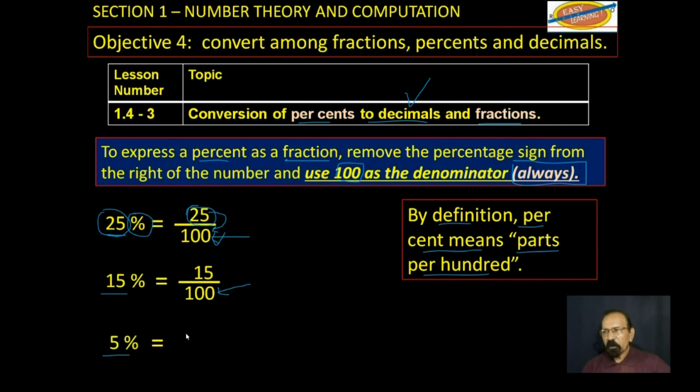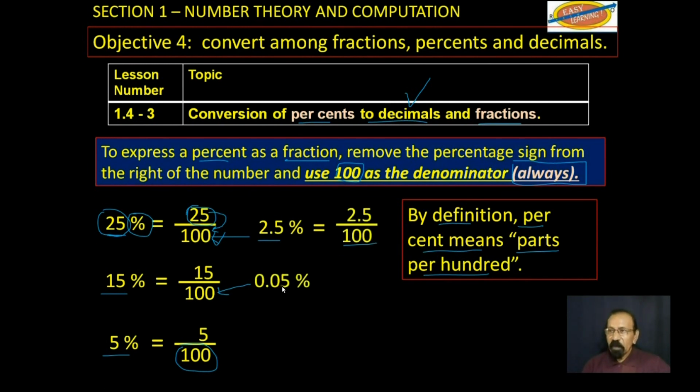5% equals 5 over 100. 2.5%, 2.5 over 100. 0.05%, this part here, over 100. And if you say 120%, which is unusual, it is still 120 over 100. So it's fairly simple to carry a percent to a fraction. You just put the percentage part over 100 because percent means out of 100, parts per 100.